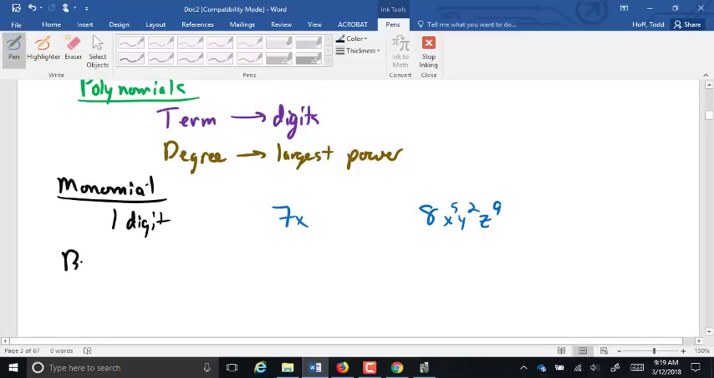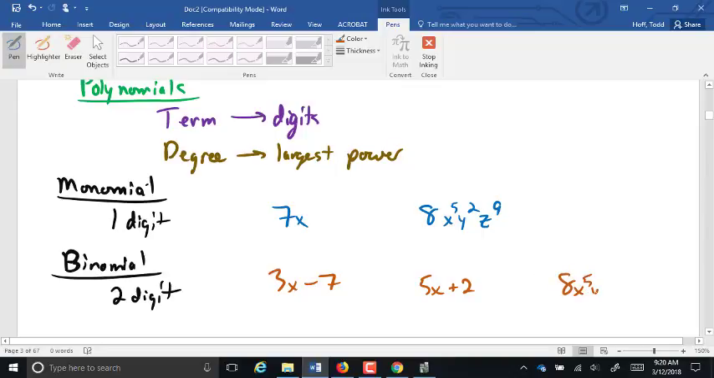Then, of course, there is the binomial. Bi means 2. So it's 2 digits. We've seen quite a few of these as well. 3x minus 7 is a binomial. 5x plus 2 is a binomial. 8x to the 5th y squared minus 7x squared y to the 4th, that's a binomial, only 2 digits.